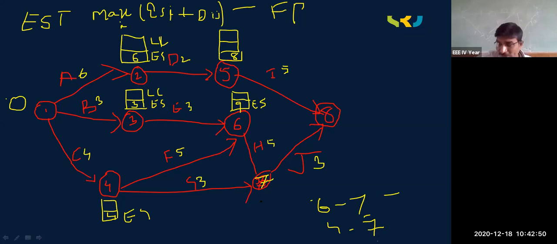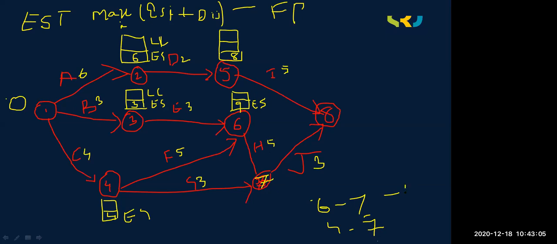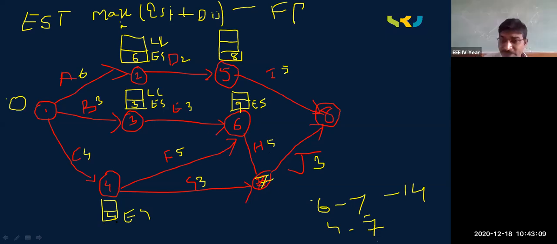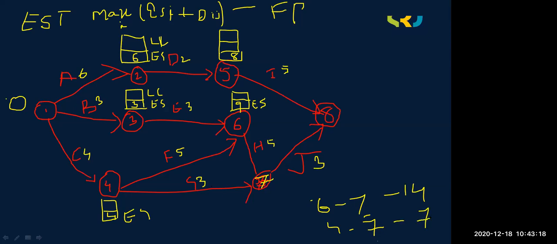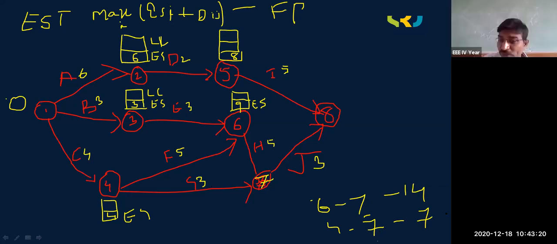So now there are 2 options here: 6 to 7 and 4 to 7. If you want to calculate the earliest starting time, the 6 earliest starting time is 9. And what is the duration here? 5. 9 plus 5? 14. Now what is the duration of 4 to 7? Earliest starting time is 4. 4 plus 3? 7. Now 14 and 7 are the values I need to take.